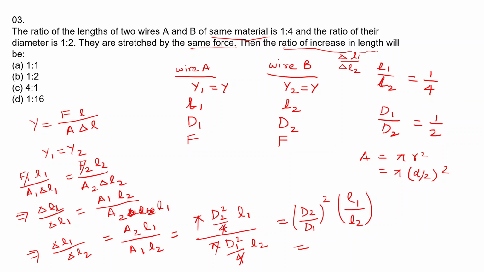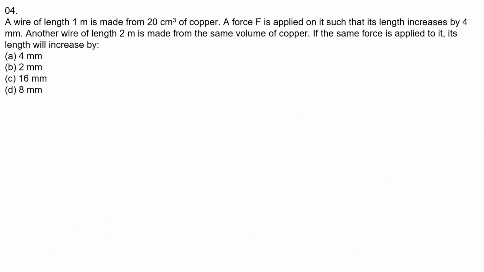For d2 by d1, we have been given d1 by d2 is 1 by 2. That means d2 by d1 is 2, and we square it. L1 by L2 ratio is given as 1 by 4. So this means 4 times 1 by 4, that means the ratio is 1 is to 1. So the correct answer here will be 1 is to 1. Okay, moving on to another question.